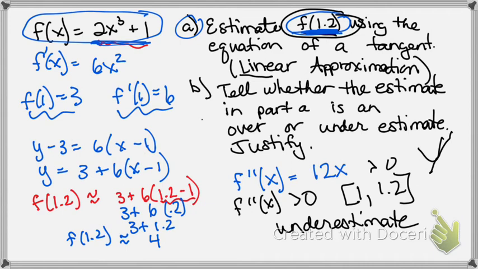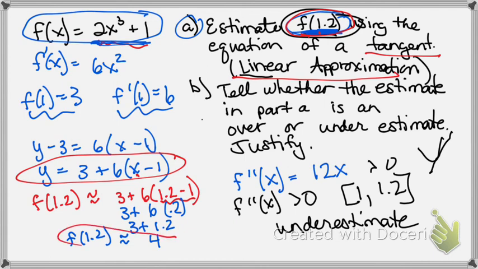So let's review this again from the top. To do an estimate, you first write the equation of a tangent. Okay, and that's easy, point and slope. Plug in a point close to this, but not the 1.2 to write the equation. You plug in a 1. And then, after you write the equation, you plug the 1.2 in there to get your estimate. Okay? And that's how you get the estimate.